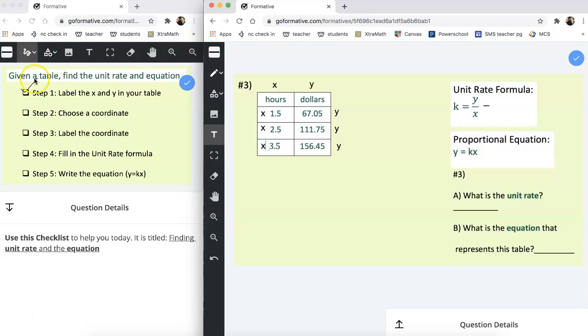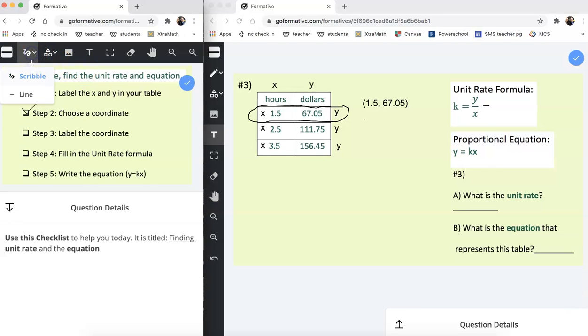And then we come over to our checklist, and step 2 says choose a coordinate. So I come back over to my example, and I'm going to choose a coordinate. Now, I think it's easiest if you use the smallest numbers. I think it usually is easier when you're dividing. All right, so I chose a point, and that point, I'll type this, is (1.5, 67.05). And then I come back over to my checklist, and the next step is label the coordinate.